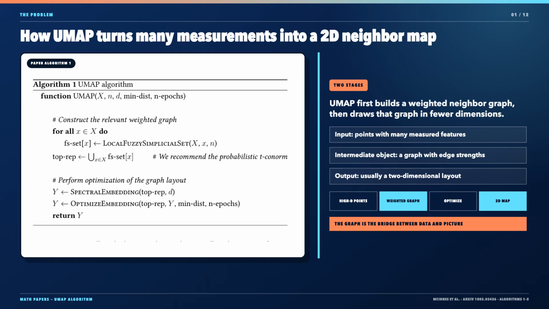UMAP takes data with many measurements per item and draws it in 2 dimensions. Its central strategy has 2 stages. First, it converts the original data into a weighted neighbor graph. Second, it moves low-dimensional points until their graph resembles the original graph. The graph is the bridge between data and picture.